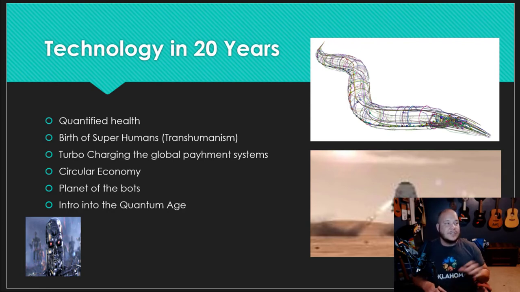We're going to see things like turbocharging the global payment systems. We're going to start seeing a circular economy. We're going to see planetary bots. And we're going to enter the quantum age of technology, or the quantum age of computing, here in 20 years. So your technology, your computers will be able to think no longer linearly, but in every direction at once, which will cause the boom, that final tipping point of that singularity movement, that point where our technology becomes a runaway train. It's the nerd apocalypse. It's where our computers are able to actually advance themselves faster than we can advance them or even understand.